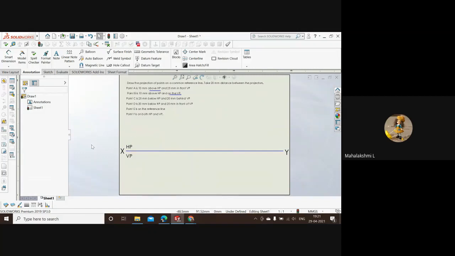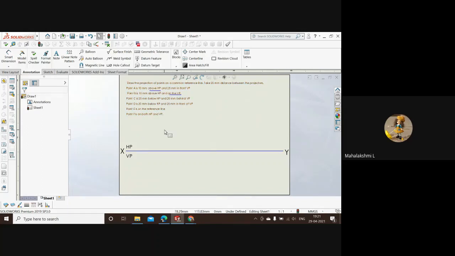Before going to that, I'll just explain this xy plane. So this is the xy plane. The part above the xy plane is the horizontal plane, that is HP, and below is the vertical plane, VP. There are four things that you have to understand over here. First thing is above HP. If they have given above HP, that means you have to draw the point above the xy plane.